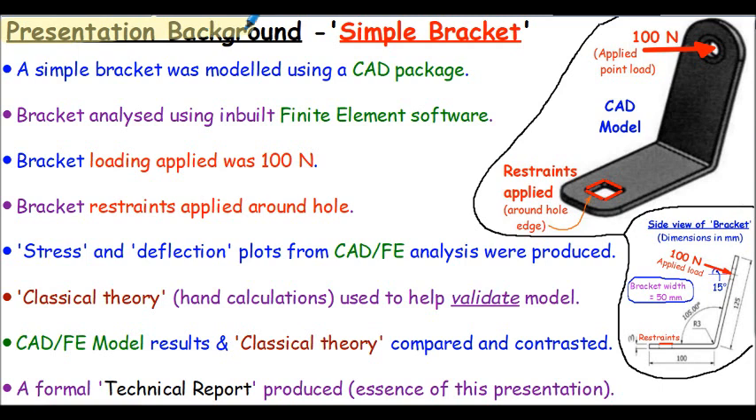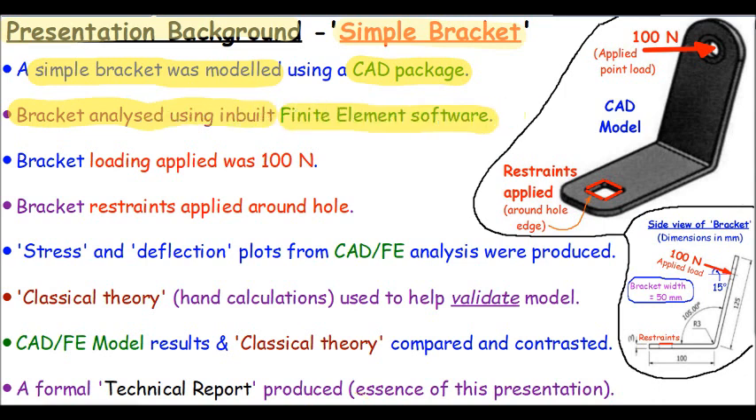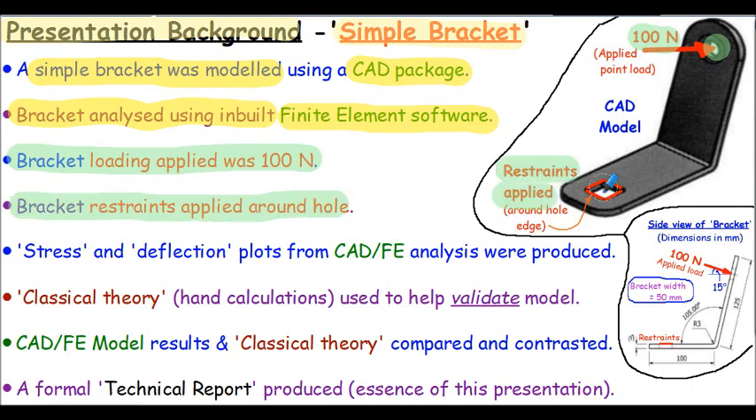So here's the presentation background. It relates to the analysis of a simple bracket, shown on the right hand side here. So essentially a colleague of mine modelled a simple bracket using a computer aided design or a CAD package. He then analysed the bracket using the inbuilt finite element software of the CAD package. He endeavoured to keep the loading as simple as possible for the analysis, so the bracket was loaded by a 100 Newton load, shown here on our sketch, applied to the top of the bracket. So that's a single concentrated point load. Fixations used, restraints applied here, around the whole edge on the base of the bracket.